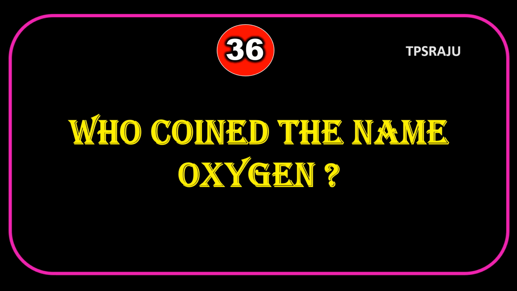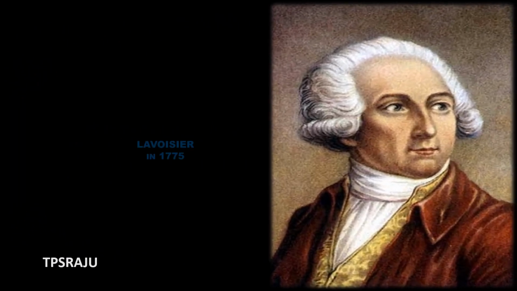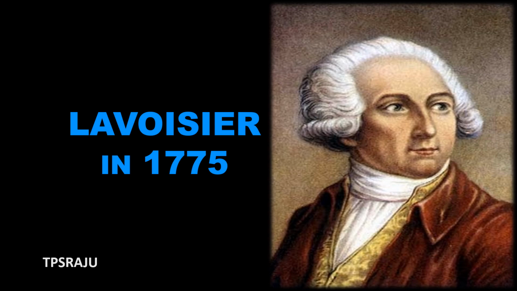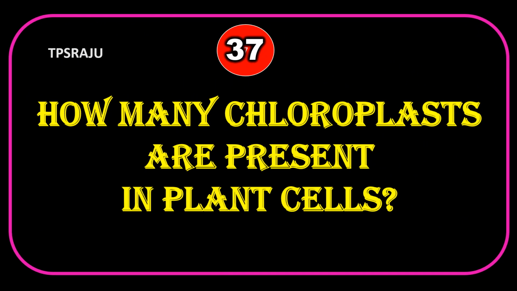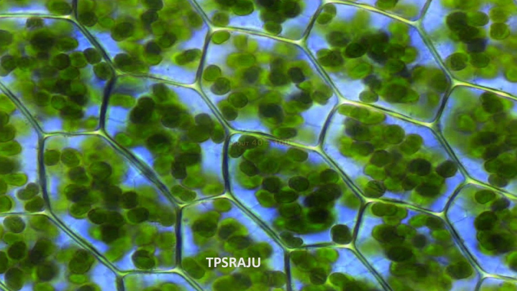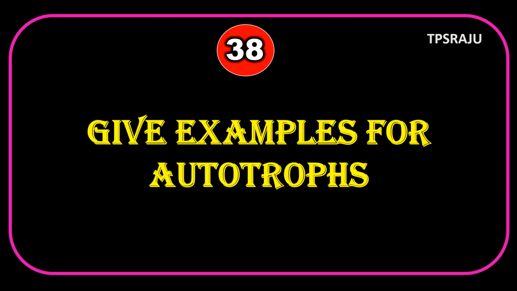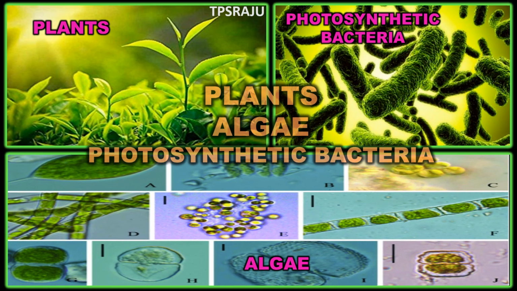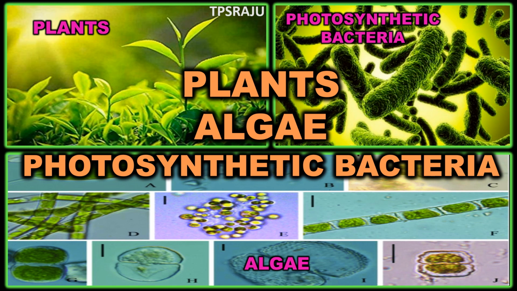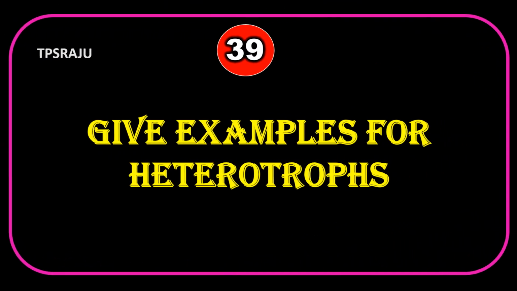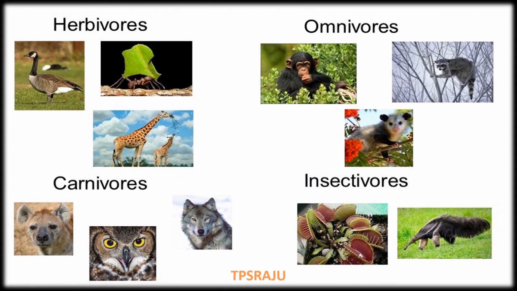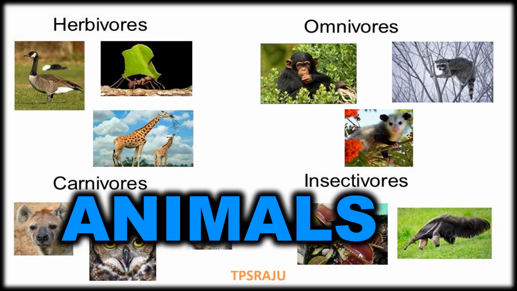Who coined the name oxygen? Lavoisier. How many chloroplasts are present in plant cells? About 40 to 100. Give examples for autotrophs. Plants, algae, and photosynthetic bacteria. Give examples for heterotrophs. Animals.